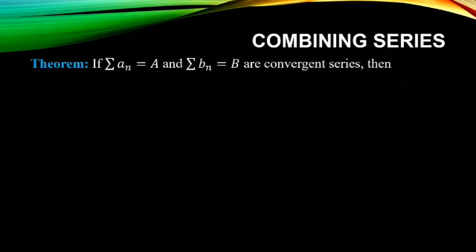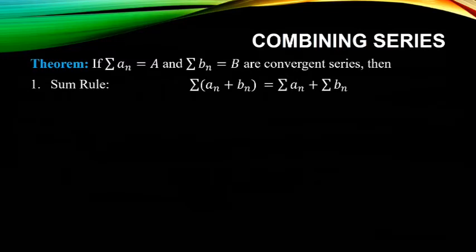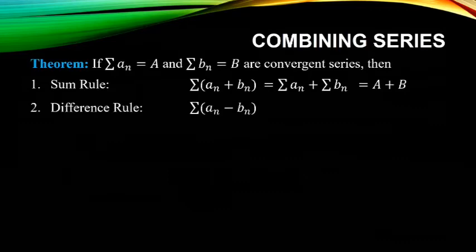Now, combining series. There's a theorem: if the series of a sub n is equal to A and the series of b sub n is equal to B are convergent series, so both series are convergent, then number 1, the sum rule. The series of the sum, where we add the corresponding terms of each series, is equal to the series of a sub n plus the series of b sub n. Just like in sequences, we have a sum rule, and it is equal to A plus B, the sum of both series. Then the difference rule works the same way.